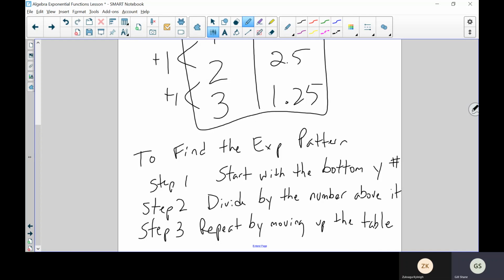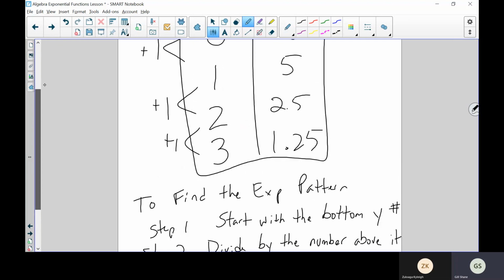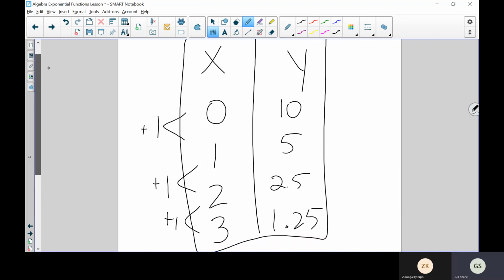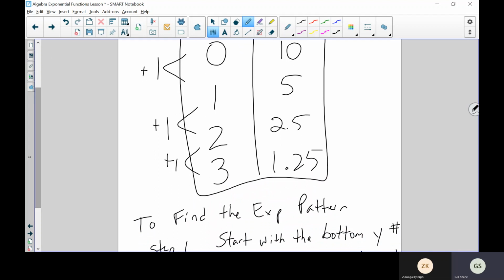So what's my bottom line number? Yeah, I go to the Y value, which is this column, right? The Y values are always on the right. You'll never see the Y values on the left. Y's are always on the right or on the bottom if the table is horizontal. So I go to the bottom Y number, which is 1.25. So this is step 1. Right there, I just write down 1.25.